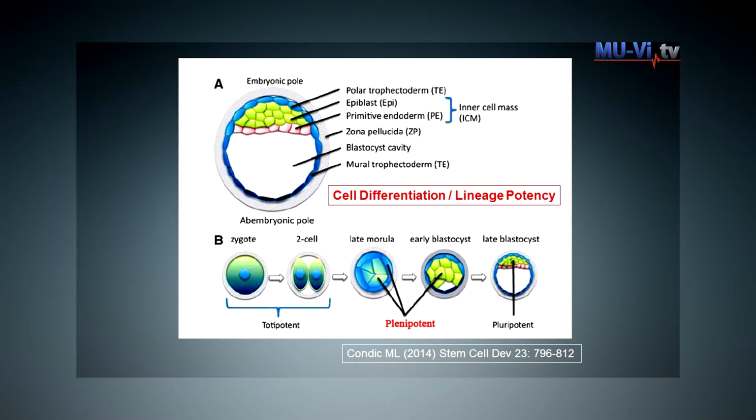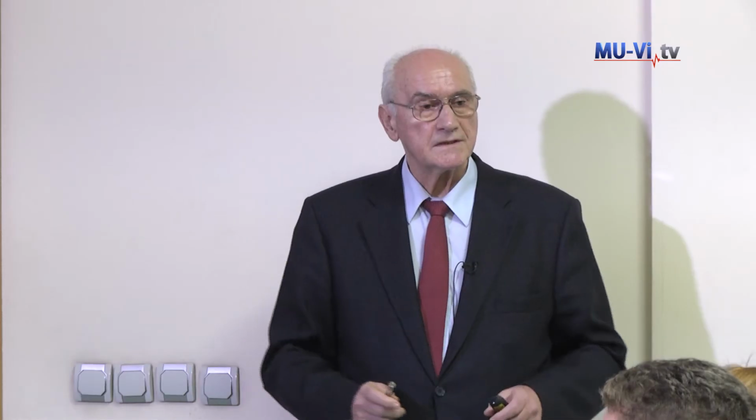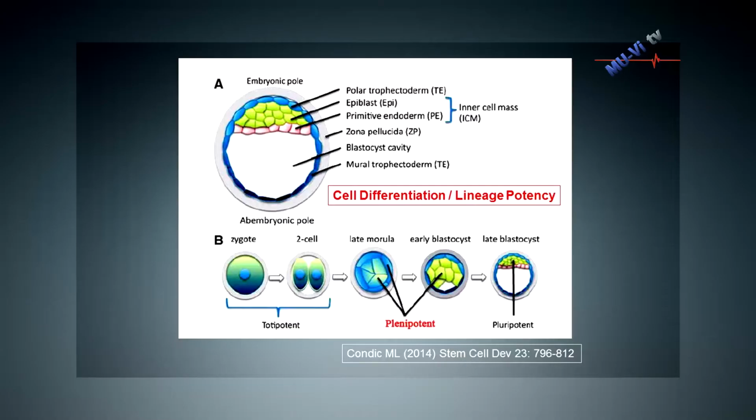And in the late blastocyst, we have in the epiblast cells which are pluripotent. They have a smaller potency; they do not build the whole organism, nor do they build cells which are only partially built.